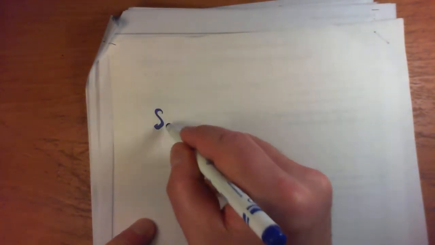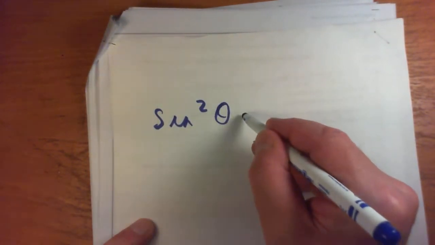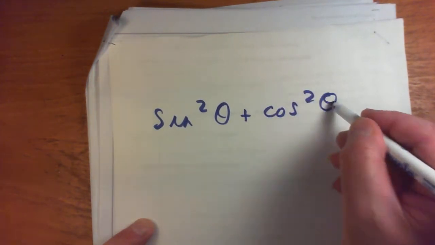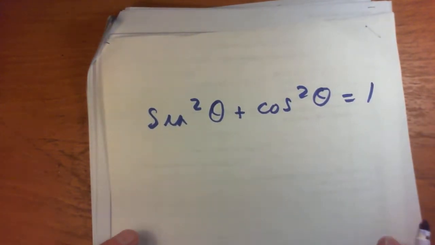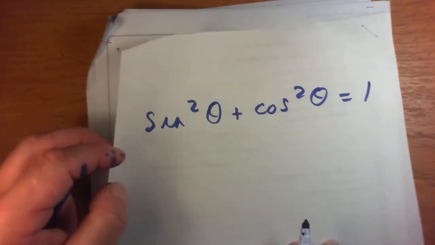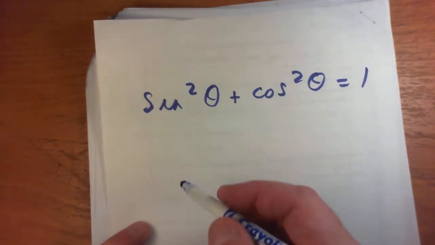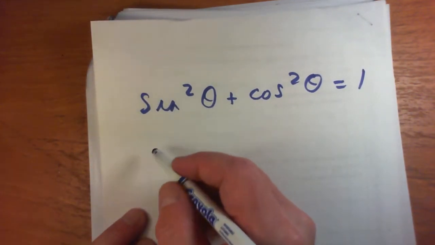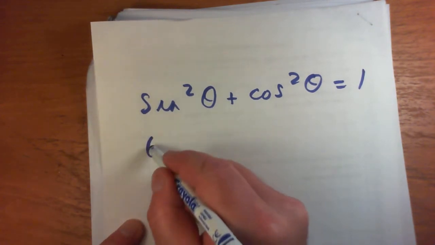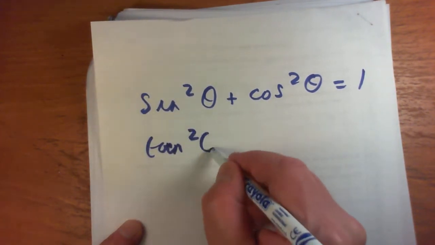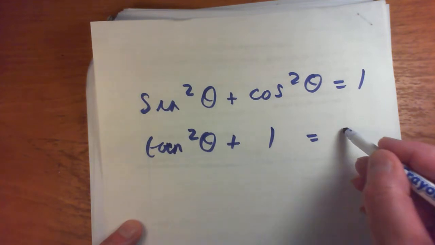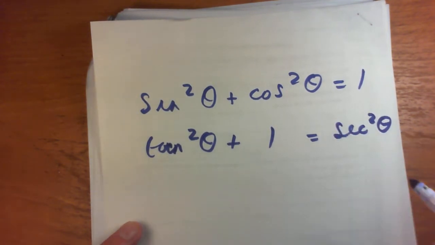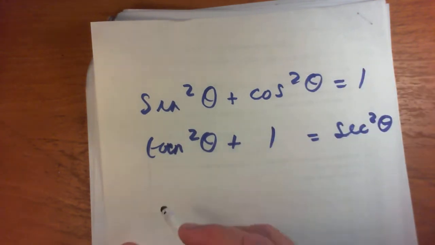It derives from the very basic identity, sine squared plus cosine squared equals 1. If I divide that through by cosine squared, that becomes tan squared theta plus 1 equals secant squared theta. So that's possibly something you might be able to identify. That's just derived from this very, very basic one at the top.